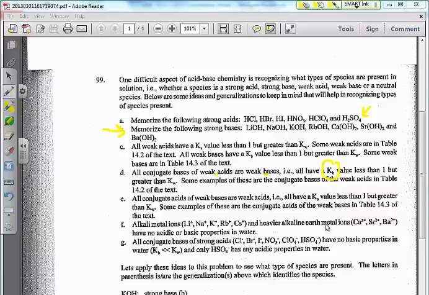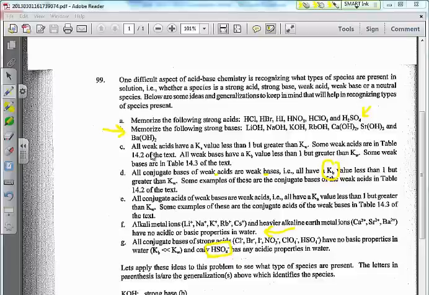Alkali metal ions and heavier alkaline earth metals have no acidic or basic properties in water. Remember, it was just those highly charged metal ions that we saw for the transitions. And all conjugate bases of strong acids have no basic properties in water, with the exception of the hydrogen sulfate.